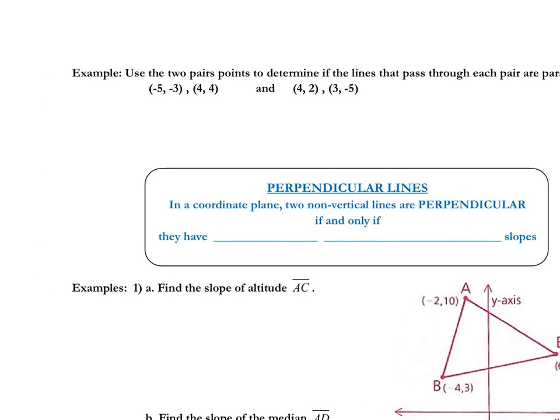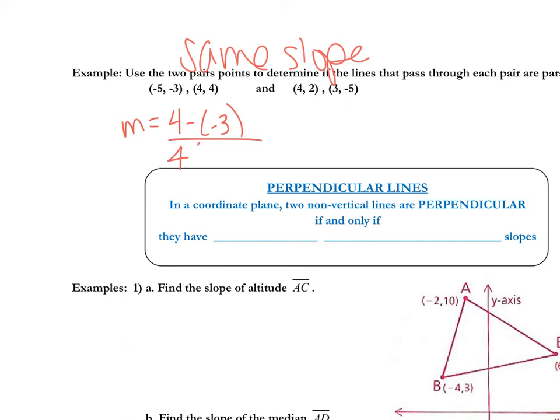So it asks us to find if these two lines are parallel or not. In order for them to be parallel, they need to have the same slope. So we're going to plug in: y2 minus y1, careful of negatives again, over x2 minus x1. That gives me 7/9. So my slope on the next problem must be 7/9 in order for these to be parallel lines.